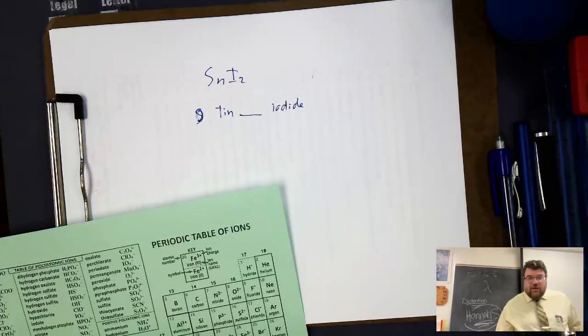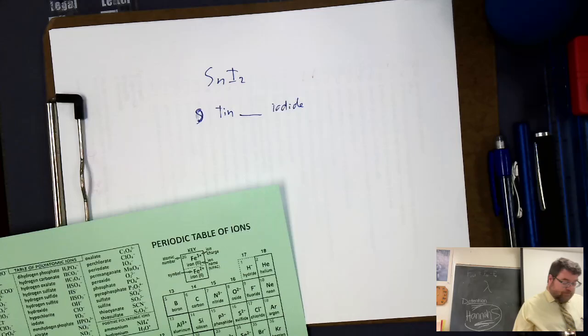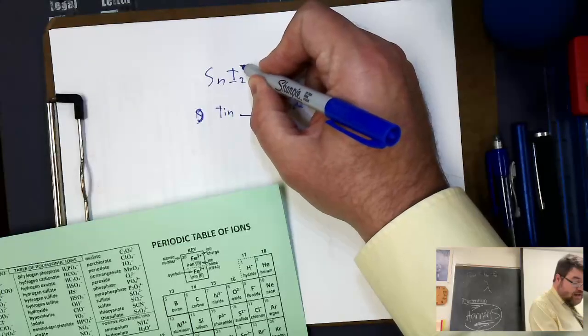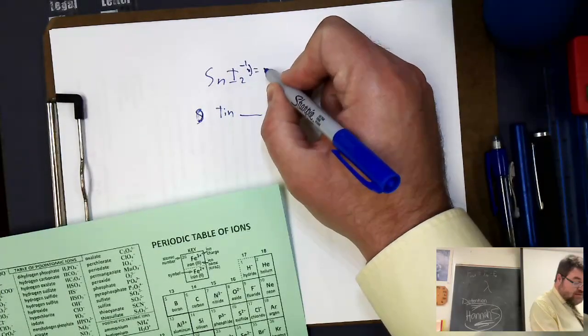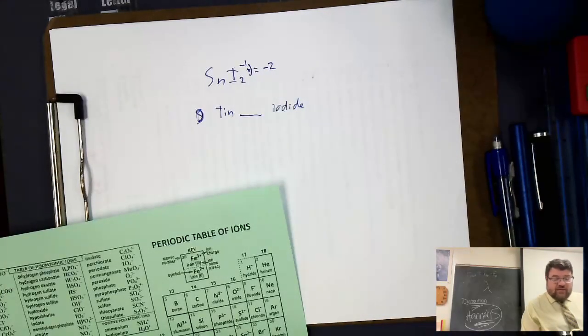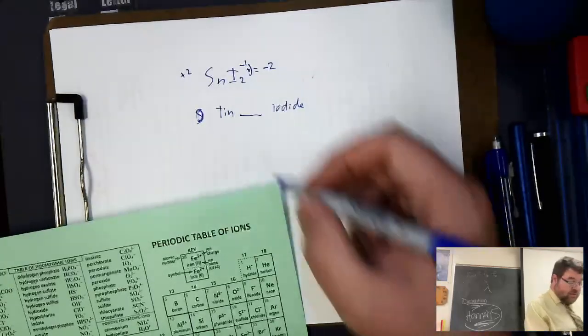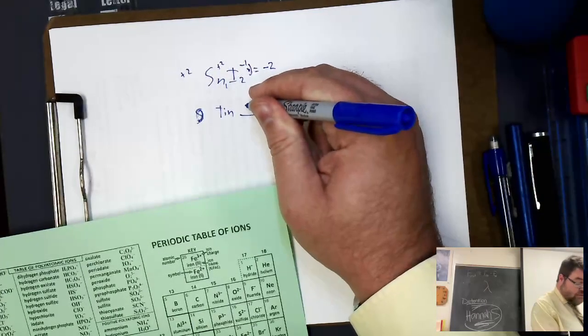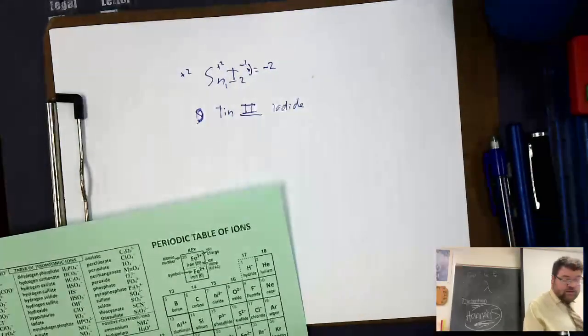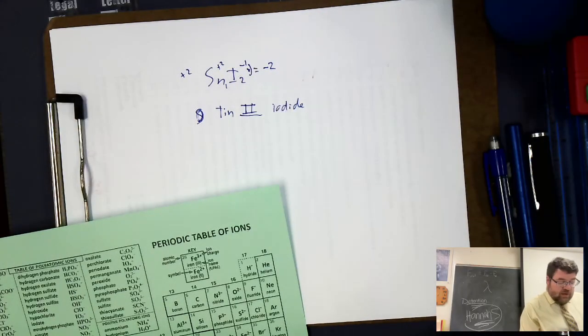And now we need to figure out what the Roman numeral is. Remember, compounds have to be neutral, so the positives and negatives have to balance. So I know that I is a -1, so if I multiply those together, that gives me a -2 for my negative side. That means it has to be a +2 on my positive side to balance it out. Since there's only one tin, it has to be a charge of +2, so we call it tin(II) iodide.